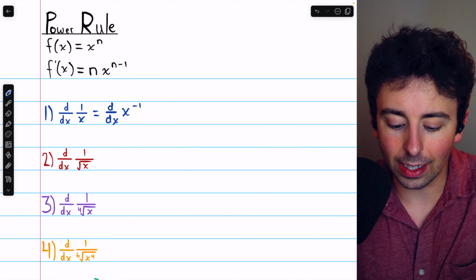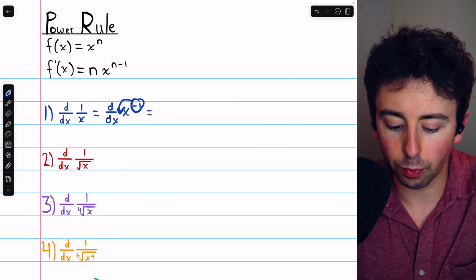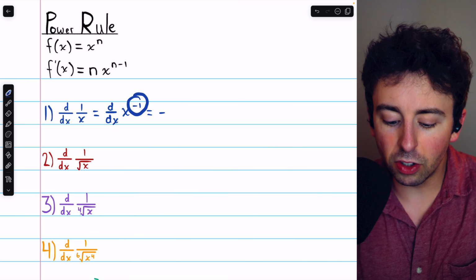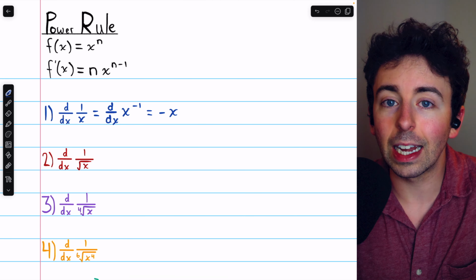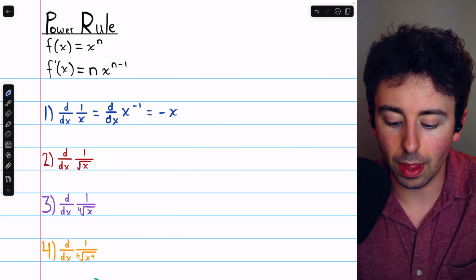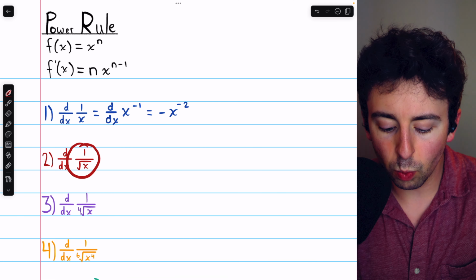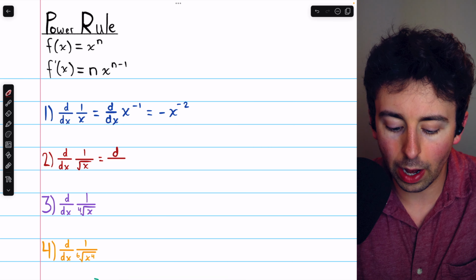At this point, we can differentiate by just applying the power rule. We need to take the exponent of negative 1 out front as a factor, so we'll just put a negative there, and then reduce the exponent by 1. Right now, the exponent is negative 1. If we take away 1 from that, we get our new power of negative 2, and so that is the derivative.